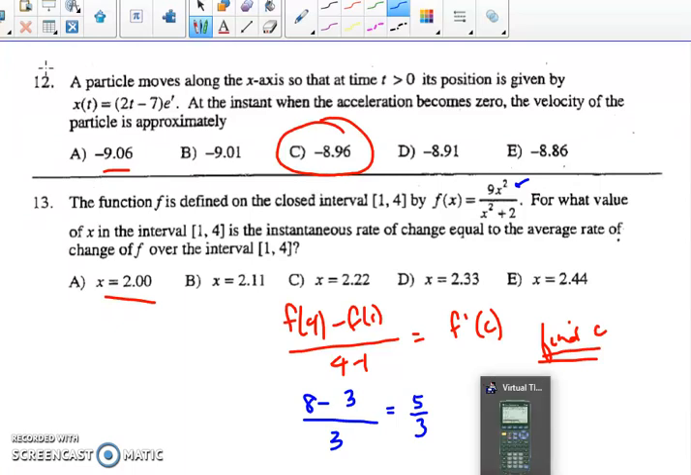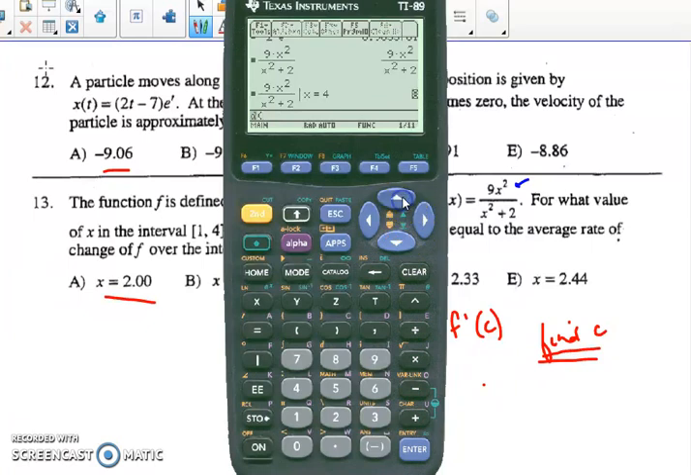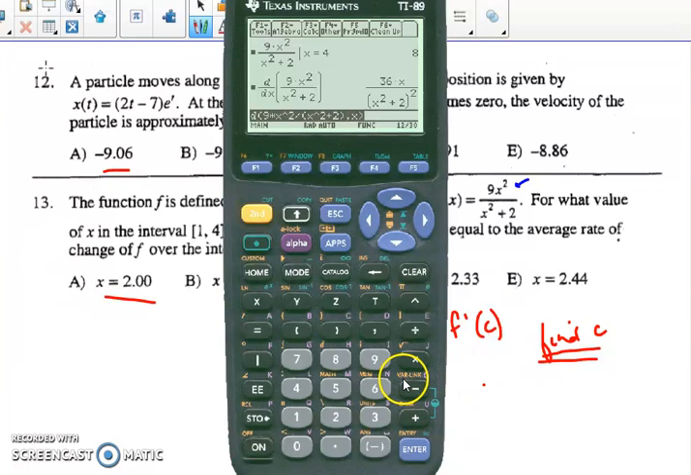So going back to my equation in my graph, I'm going to differentiate the original equation that I typed in, the 9x squared over x squared plus 2, comma x. So that derivative is given here. I now need to set that equal to 5/3. So we're going to use the solve key. So F2 solve, go up and grab your first derivative expression, set it equal to 5 divided by 3, put in comma x to tell it to solve with respect to x, and hit enter.